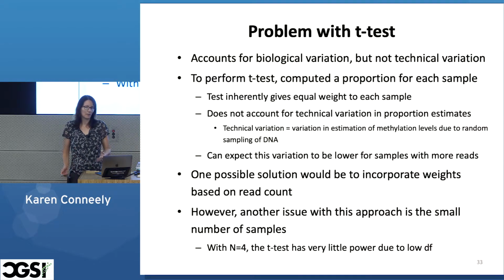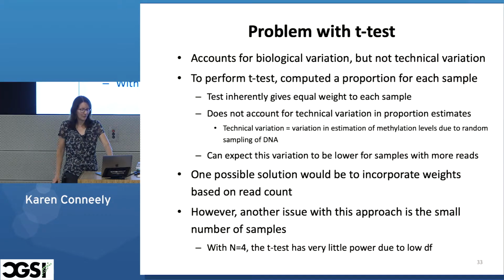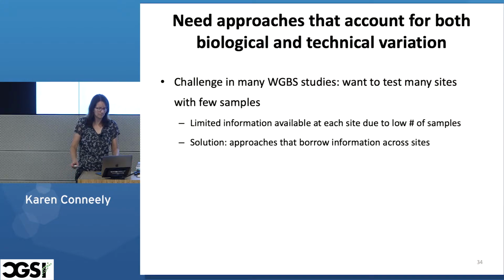We didn't. It would be possible to establish a weighted t-test or a weighted regression that would take care of this. But another issue that we saw with this approach is the very small number of samples. Here, our effective number of samples was 4, and we had low power, and we suffered from it. So we clearly need to have better approaches than these. We need approaches that account for both biological and technical variation.